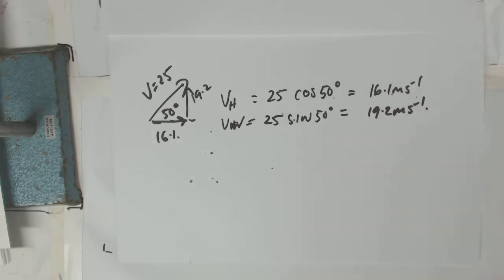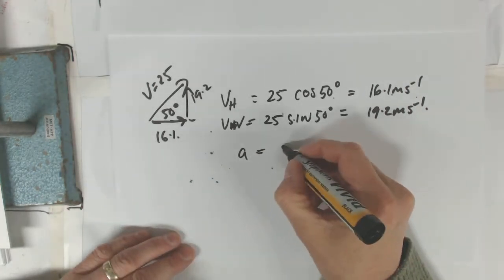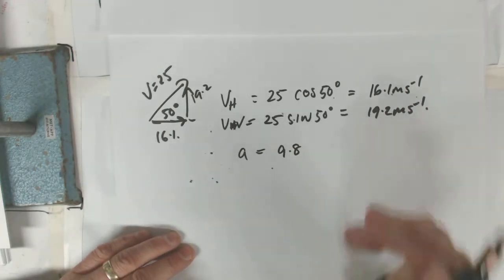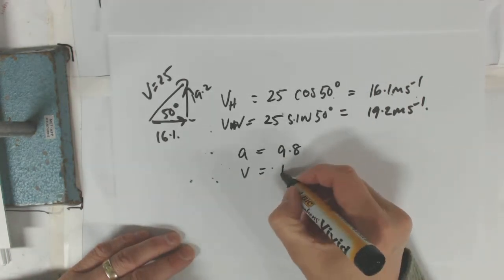So the vertical velocity is going to be acted on by the acceleration, and the acceleration is equal to 9.8. Vertical velocity is 19.2.